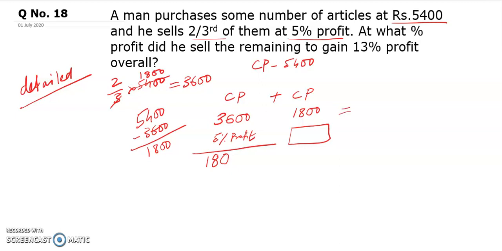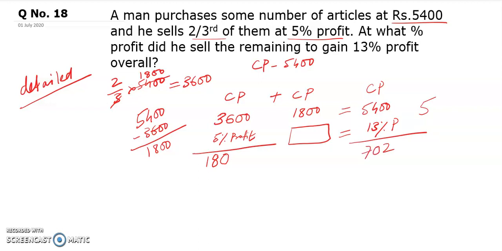And in total, the CP is how much? 5400. When both the parts are sold, we get an overall profit of 13%. So 13% profit means 13 upon 100 into 5400. 0 will cancel out. So 54 into 13. So our profit will be 13 4s are 52, 13 5s are 65, 70, so 702.